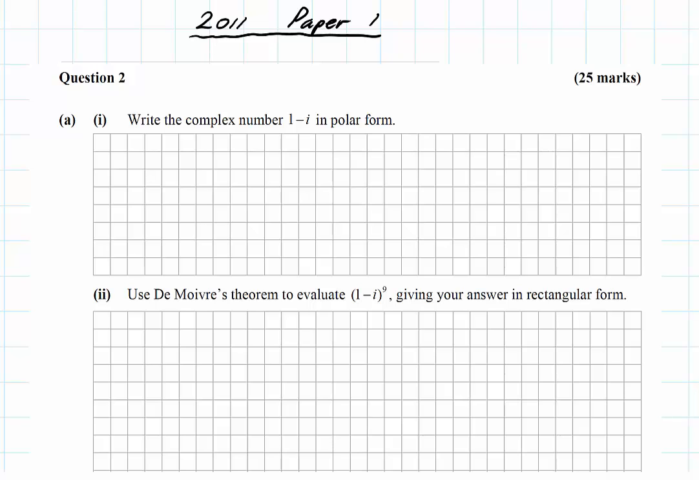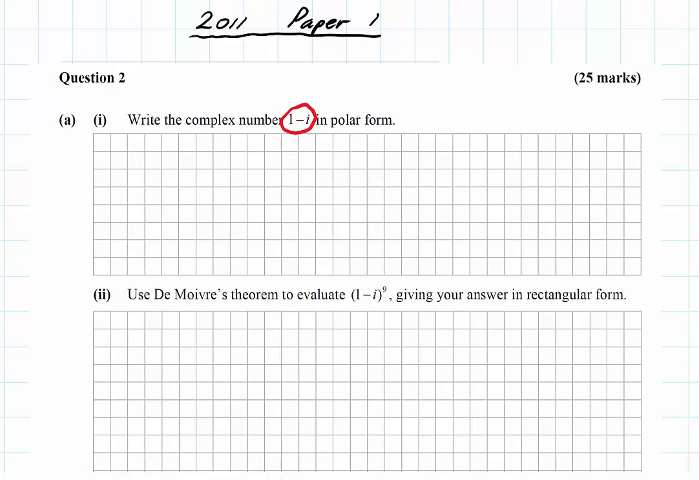This is 2011 paper 1 question 2, which is on complex numbers, and part 1 of the question involves converting a number that's given to us in Cartesian form to polar form. So we have this number here, 1 minus i, and we're going to have to convert it to polar coordinates.